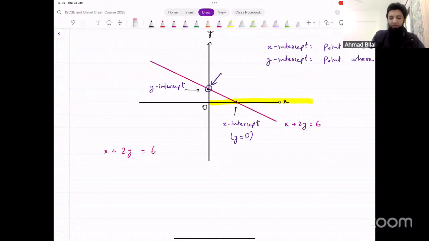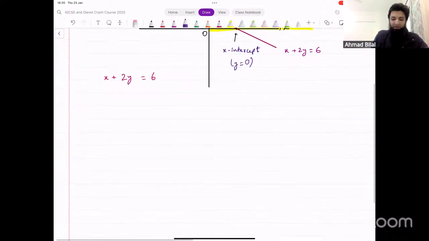The point where the graph cuts the y-axis will always have an x coordinate of 0, because you can see again, on the right side, the x coordinates will be positive. On the left side, they will be negative. On the y-axis, the x coordinate is going to be 0. So in order to find x and y intercepts, what we do is we put y equal to 0 and x equal to 0 respectively.